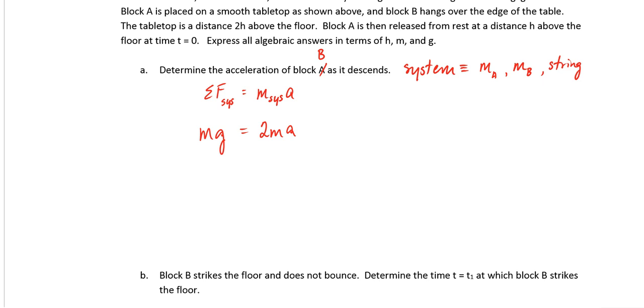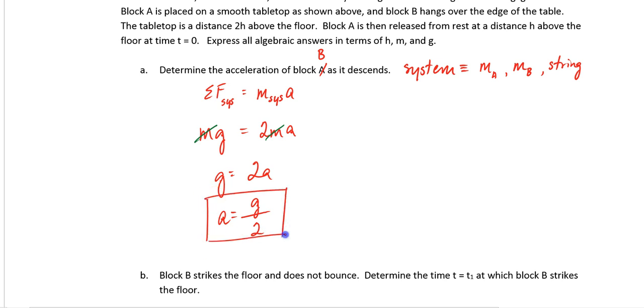And you'll notice that both sides have an m. You can divide both sides by m and get rid of that. So g equals 2a. The acceleration is g over 2. Right? Which you could then, of course, calculate, but it says express all answers in terms of h, m, and g. Alright. Moving on to letter B.